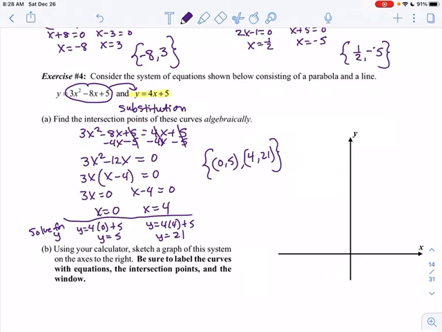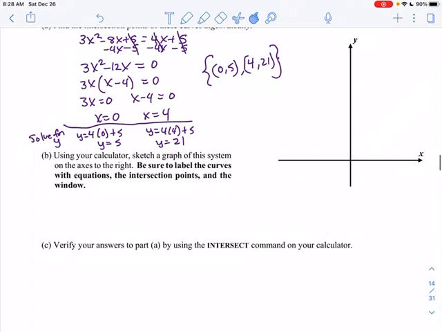Okay, and using your calculator, sketch a graph of this system to the right. Be sure to label the curves with equations and the intersection points and the window that I used. All right, so I know that one solution is 0, 5, and the other one is 4, 21. So you got to be a little bit careful right here. But if you plug these both into your calculator, so do that now. You can pause the video if you need to.